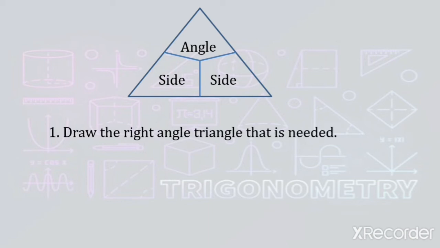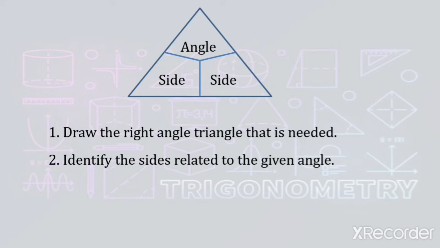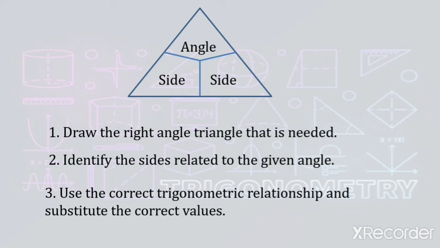First one is draw the right angle triangle that is needed. Second one is identify the sides related to the given angle. Third one, use the correct trigonometric relationship and substitute the correct values. So if you can remember these three steps, you can easily find the answers for trigonometric questions.